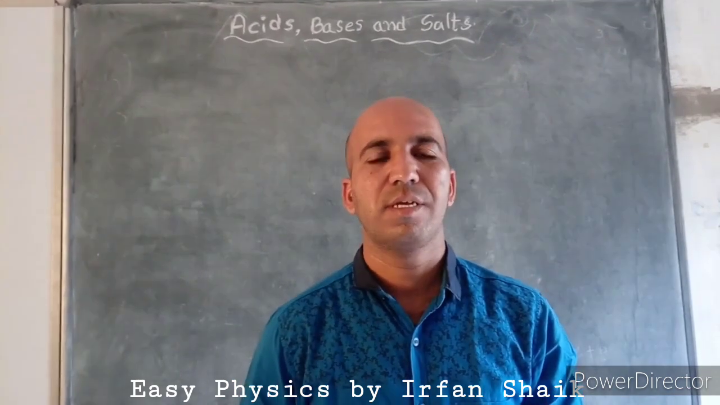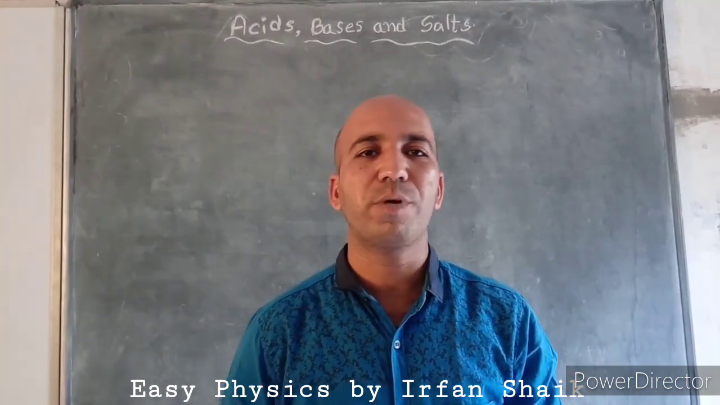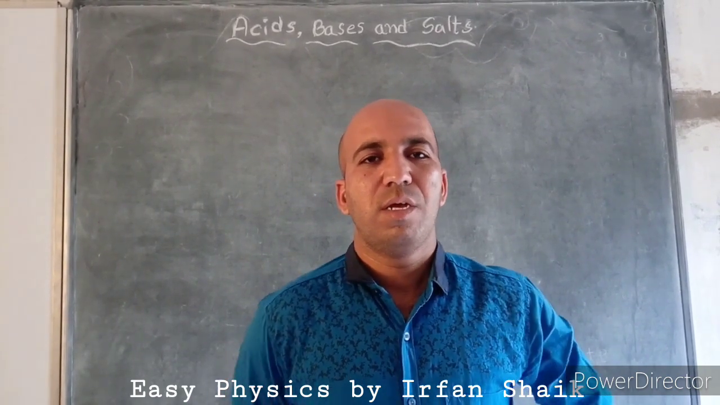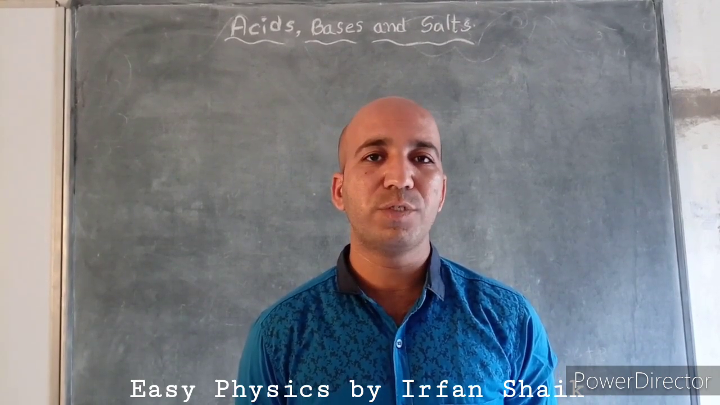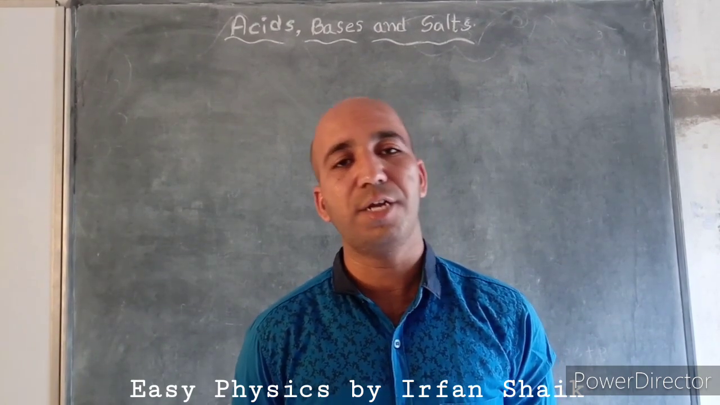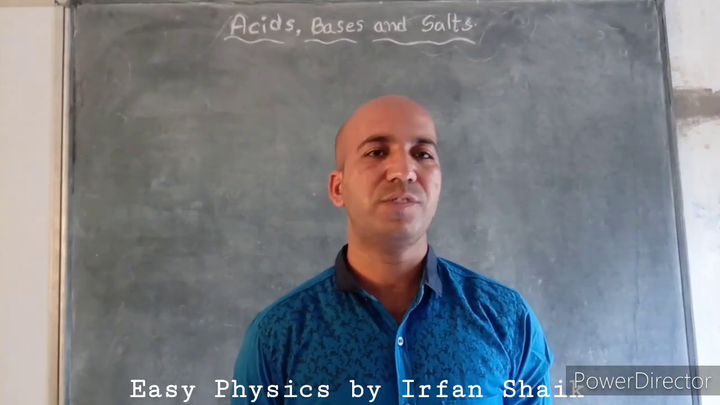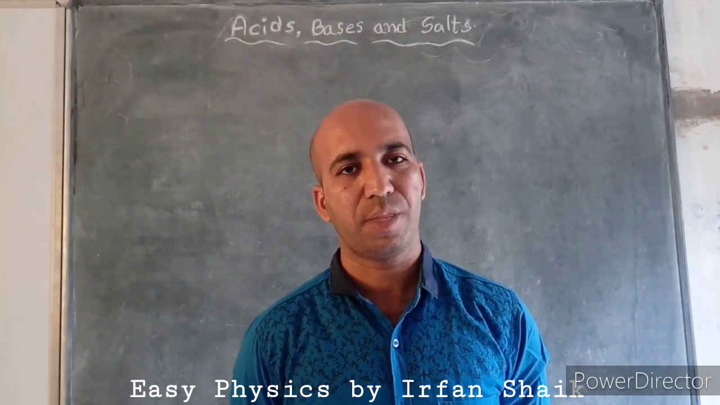In this class, we are going to discuss another chemical property of an acid and a base. Let us know what happens when a few granules of a metal are added to an acid or a base. Let us first try to understand what happens when metal is added to acid.